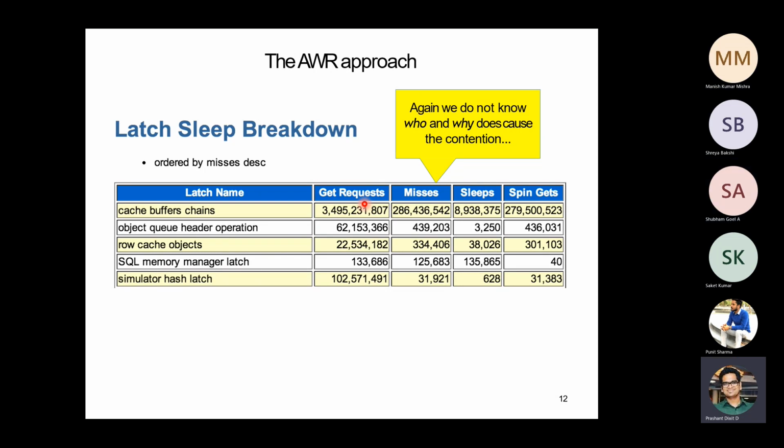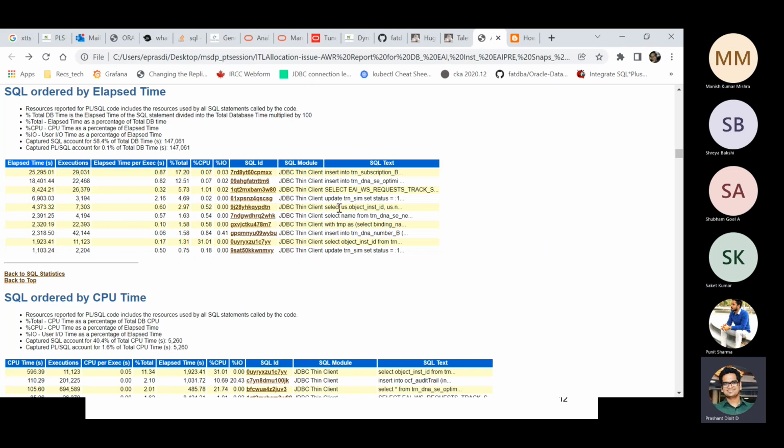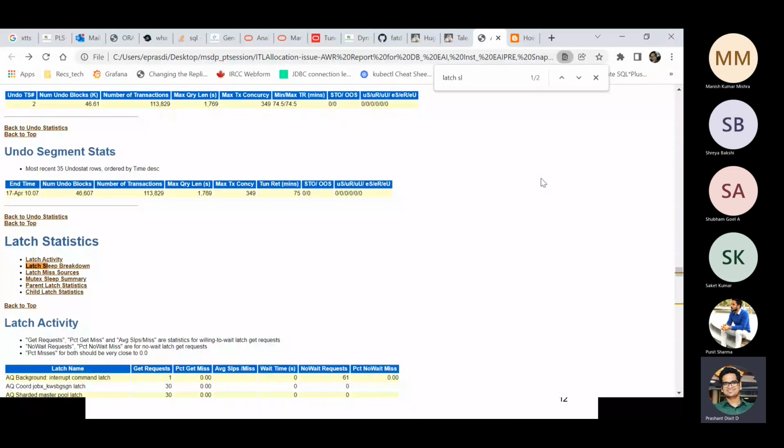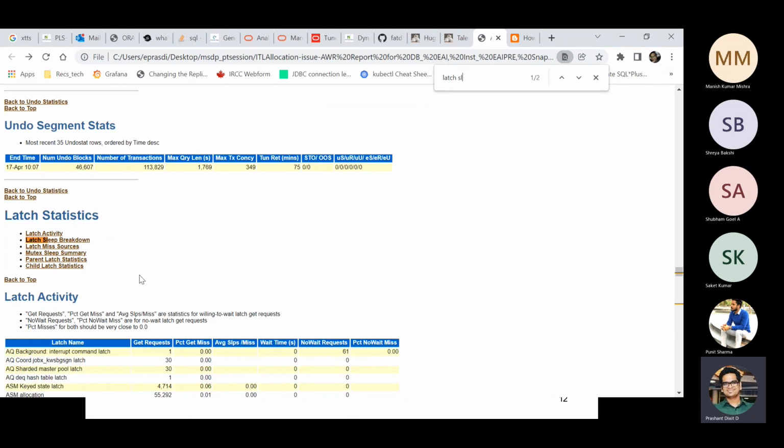Okay, fine. All right. So maybe the latch sleep breakdown. Yeah, so you can go and check latch sleep, latch statistics. This AWR report has latch activity, latch sleep breakdown, latch miss source, and mutex. So let's not discuss mutex and pins here because that will actually make you more confused, right?